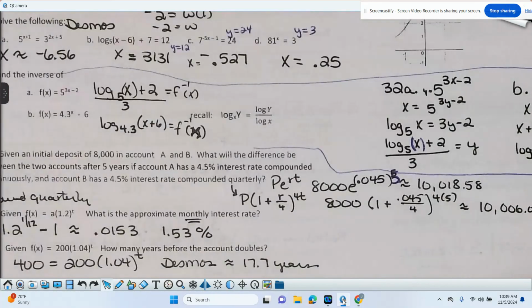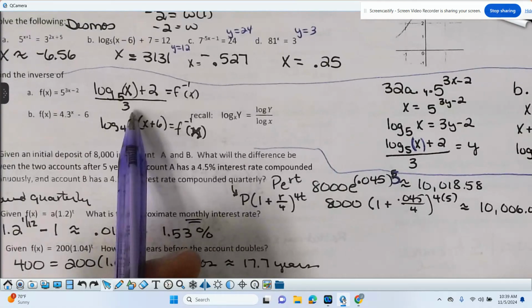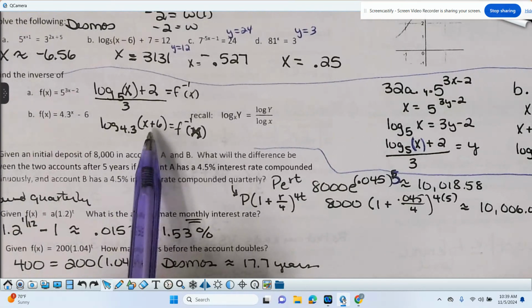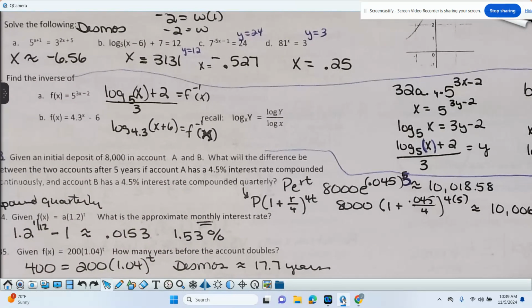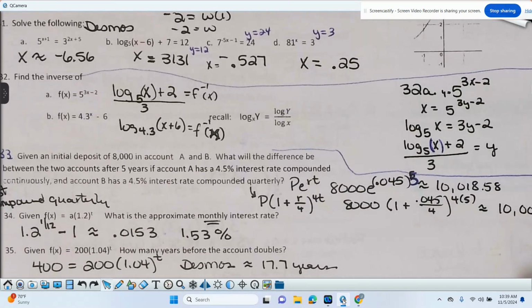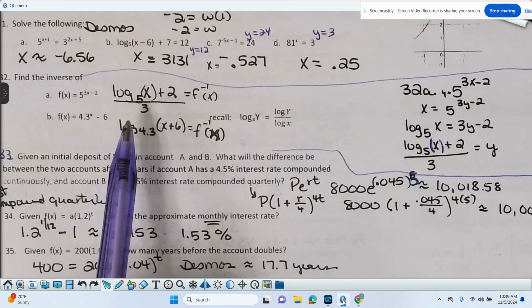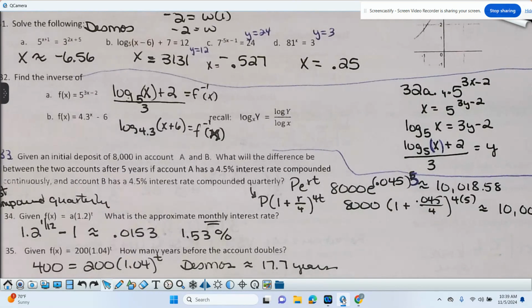All right, and that again is showing you log base 5 of x plus 2 divided by 3, and then the log base 4.3 of x plus 6. And those are the inverse answers that we just got. If for some reason, again, it looks a little different on your multiple choice answers, go ahead and put your answer in box 1, put the multiple choice answers in box 2, and see, you know, the A, B, C, D in box 2 one at a time and see which one lines up.